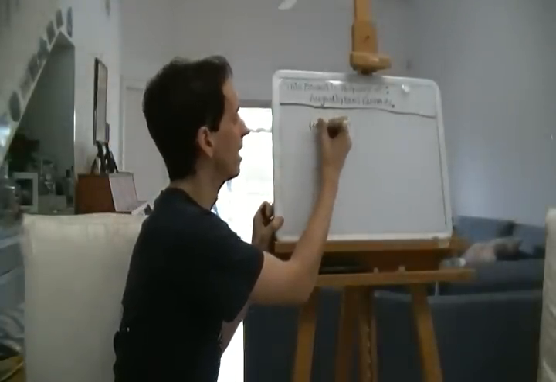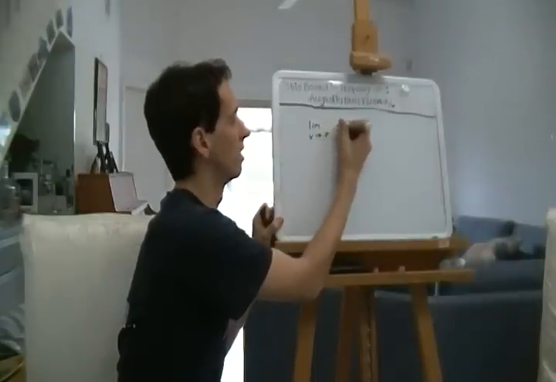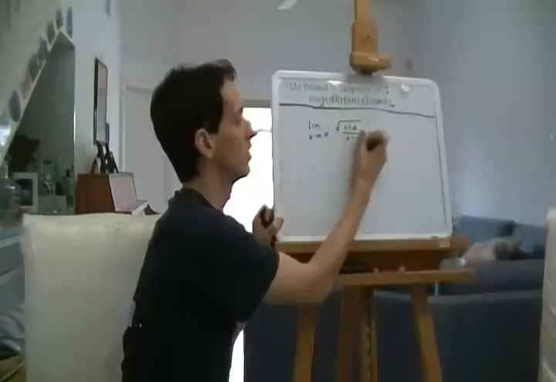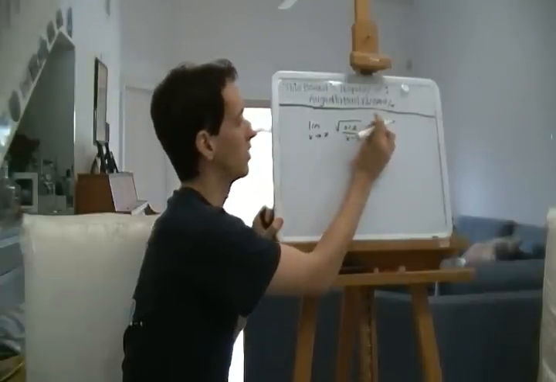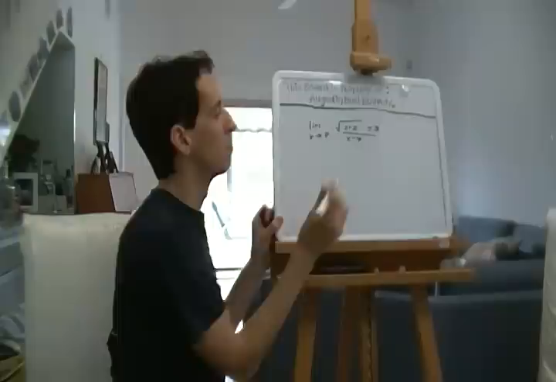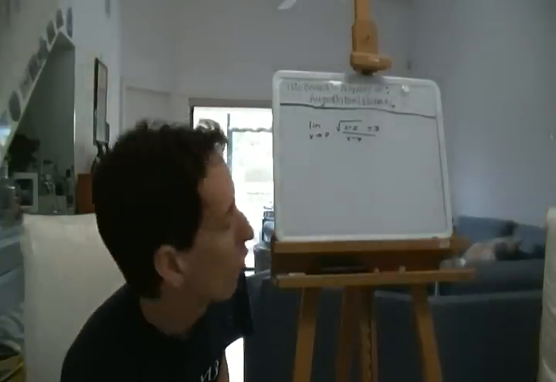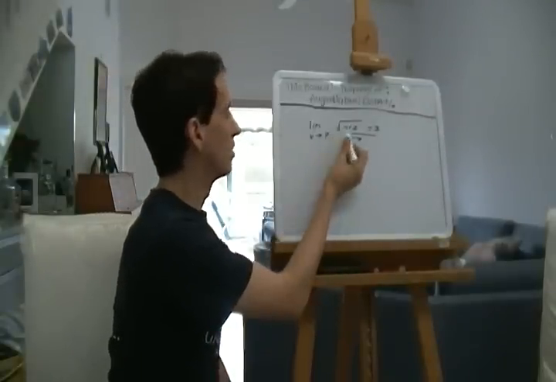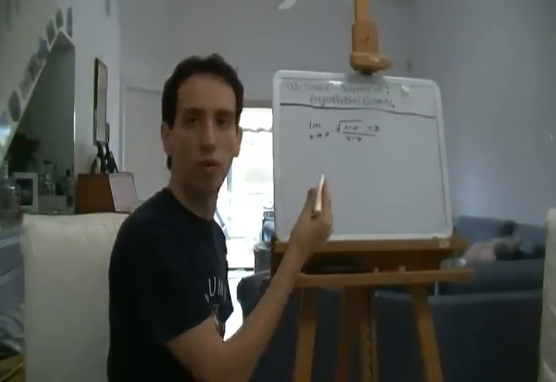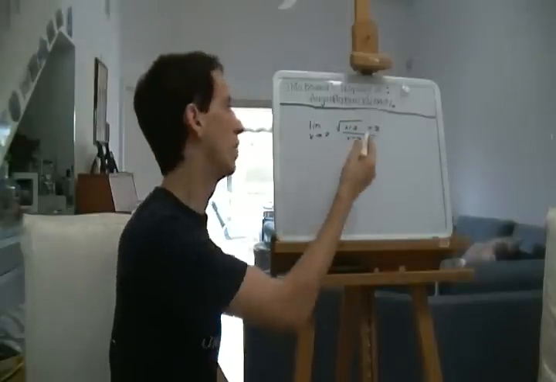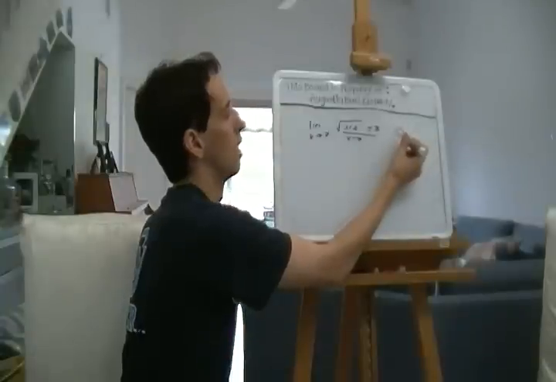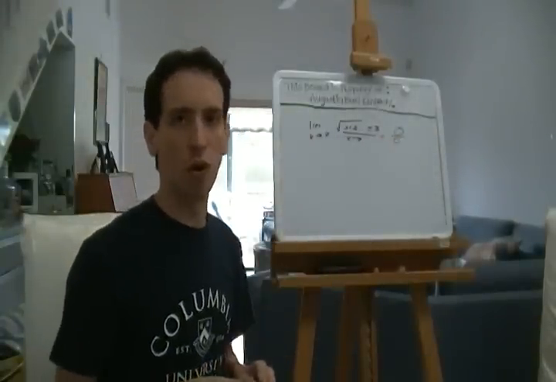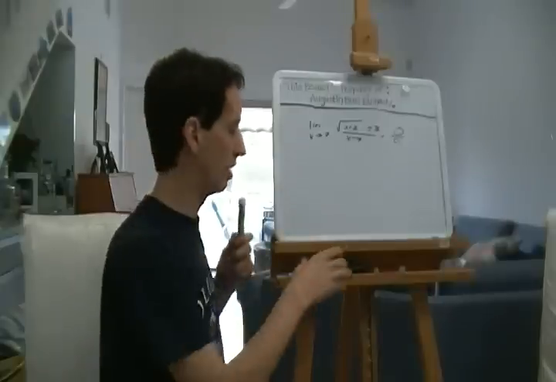We have the limit as x approaches 7, square root of x plus 2 minus 3, over x minus 7. Now, we notice right away that we can't use direct substitution, because if we do, we get 7 plus 2, the square root of 9 is 3, 3 minus 3, we get 0. Over here, 7 minus 7 is 0. That's indeterminate form, so we can't use that.